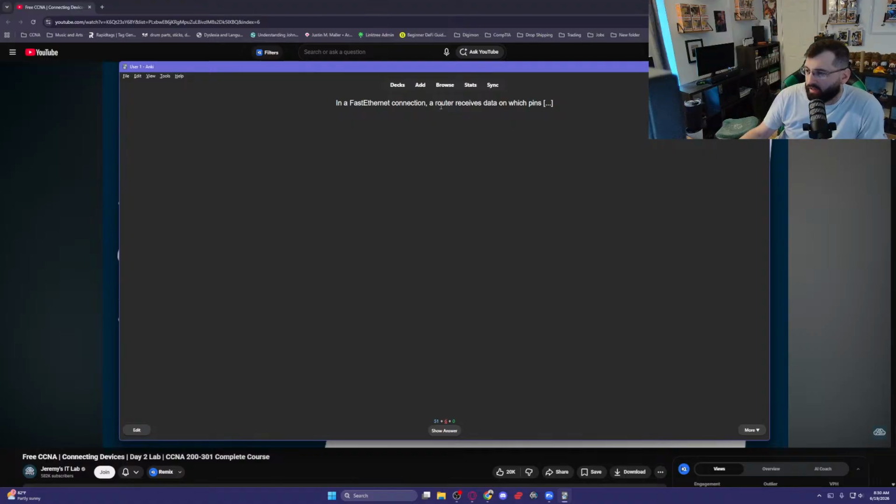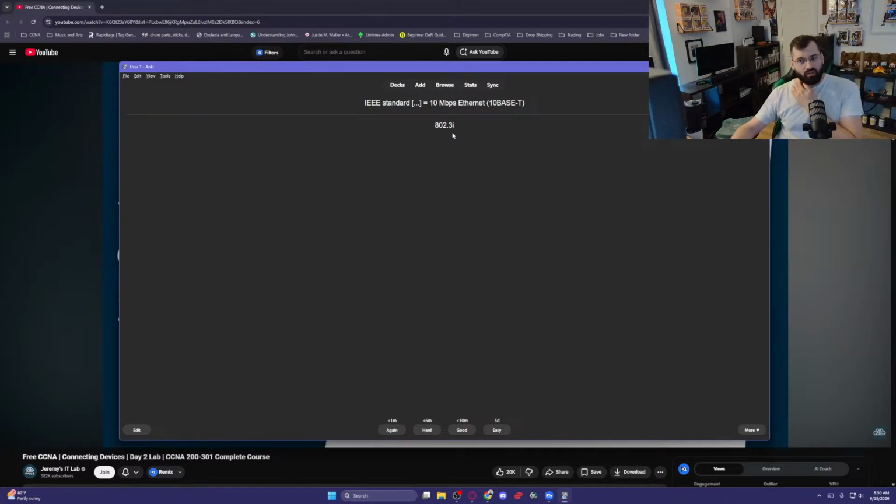In a fast Ethernet connection, the router receives data on pairs 3 and 6. That's the big thing. The only one that's different is the switch. Okay, IEEE standards, 10 megabit. Was it U? No, it's I. Those are going to be hard for me to remember. 10 megabit is I.